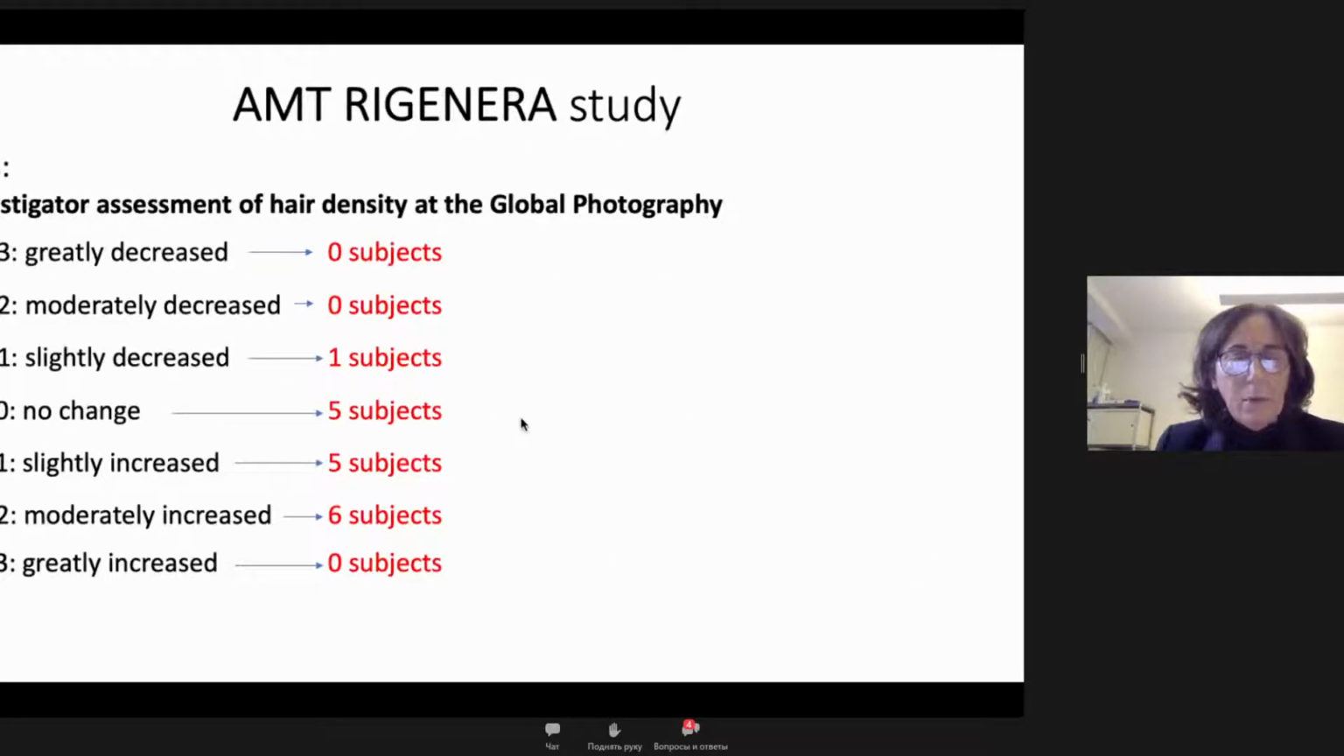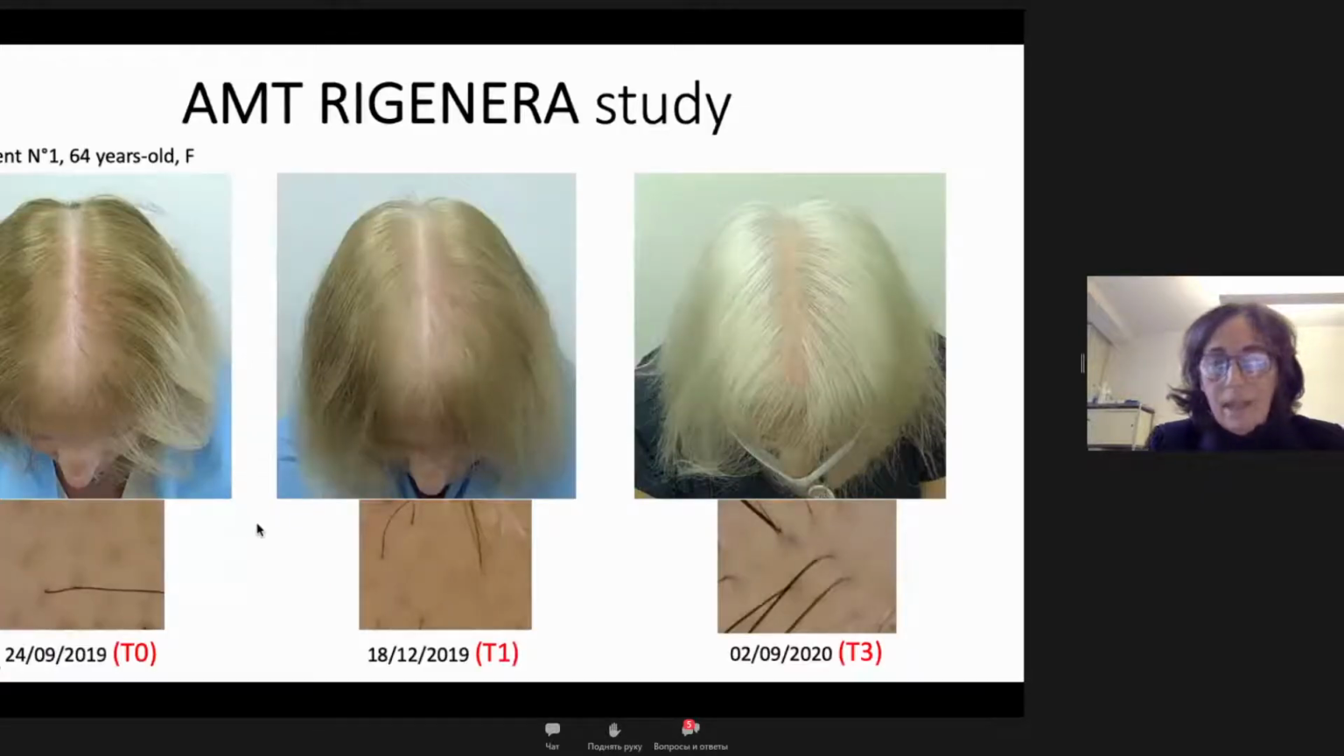And here you can see the results of the evaluation of the global photography. In 5 subjects, we didn't observe any change, and only in 1 subject was observed a slight decrease in hair density. Instead, in 11 subjects, we observed an increase, slight or moderate, in hair density. Here you can see an example.